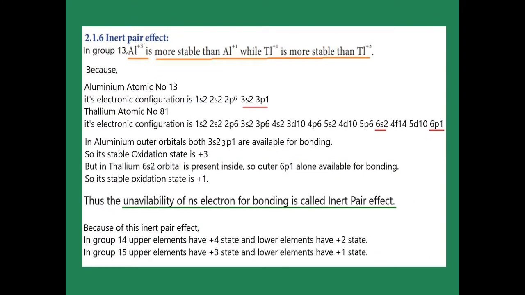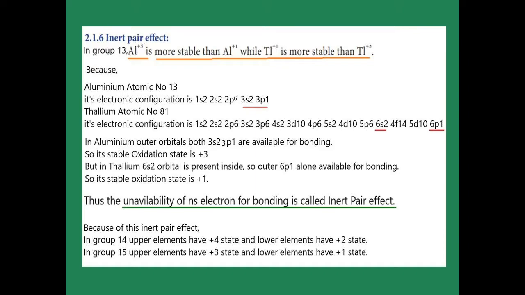Inert pair effect. Let's see the definition of inert pair effect after the example. In group 13, group means all the elements possess the same property. But here, I underlined one sentence. In that sentence, aluminum and thallium are both in the same group, but aluminum +3 state is more stable than aluminum +1.